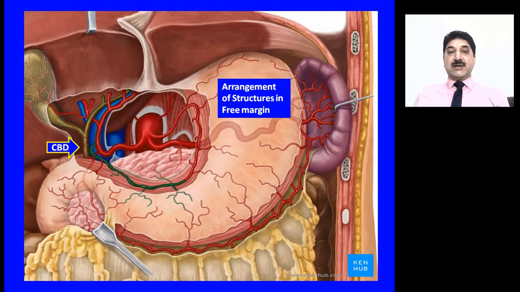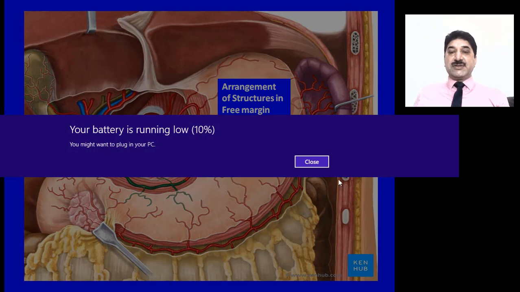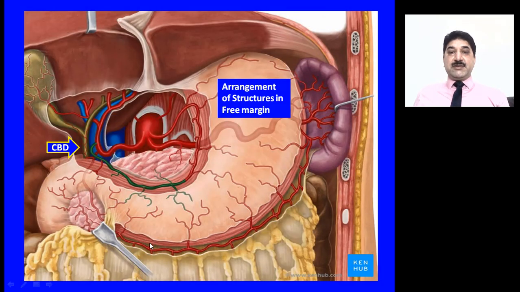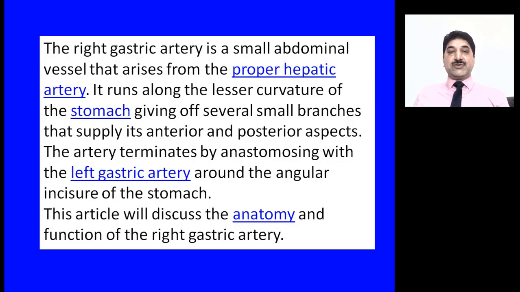Now let us go to this diagram to see the arrangement of structures in the lesser omentum. So arrangement of structures in the lesser omentum are CBD anteriorly and to the right, hepatic artery proper anteriorly and to the left, and portal vein posteriorly. Right gastric artery is a small abdominal vessel that arises from proper hepatic artery. It runs along lesser curvature of stomach, giving off several small branches that supply its anterior and posterior aspects. The artery terminates by anastomosing with the left gastric artery around the angular incisura of the stomach.